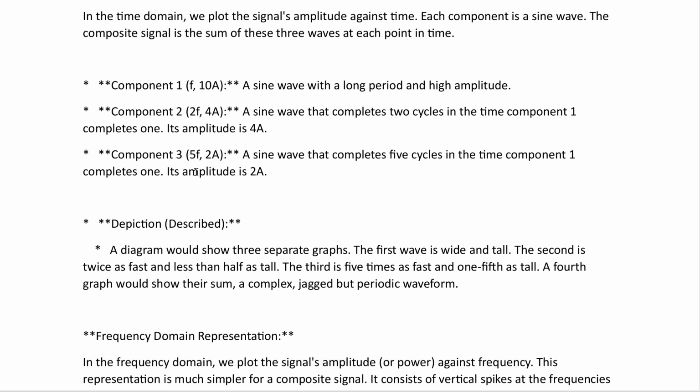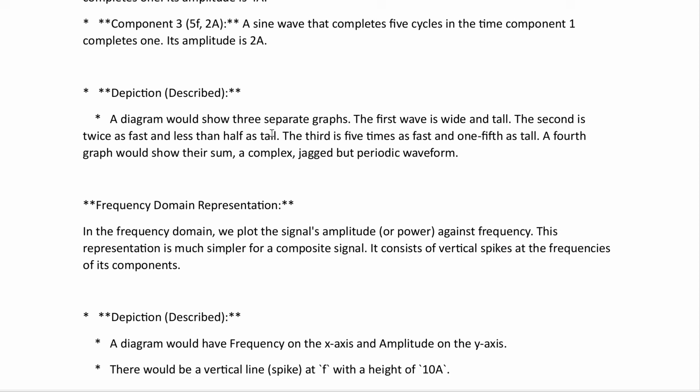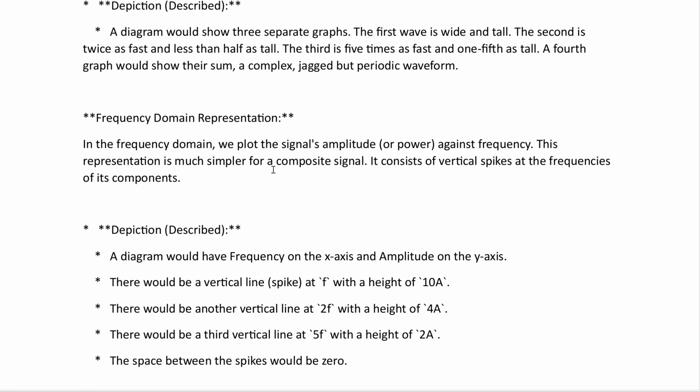Its amplitude is 4a. Component 3, that is 5f as the frequency and 2a as the amplitude, represents a sine wave that completes 5 cycles in the time that component 1 completes 1. Its amplitude is 2a. Now, a diagram would show three separate graphs. The first wave is wide and tall. The second is twice as fast and less than half as tall. The third is 5 times as fast and 1/5 as tall. A fourth graph would show their sum, a complex jagged but periodic waveform.